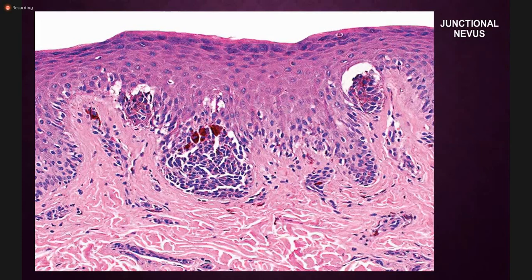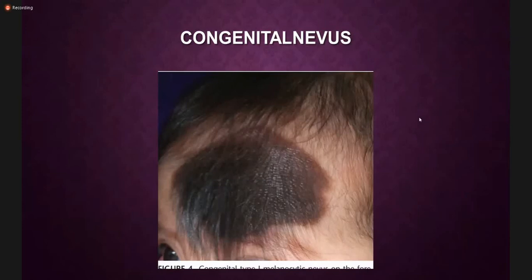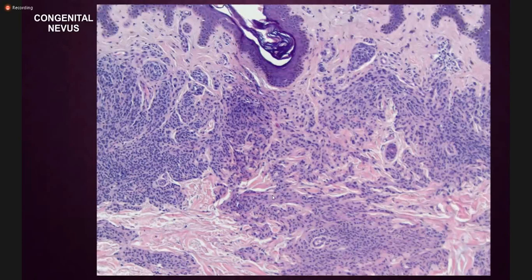Now this is a congenital nevus which can be large. In this you can see most of the component is present in the dermis. So this can also be called a dermal nevus.